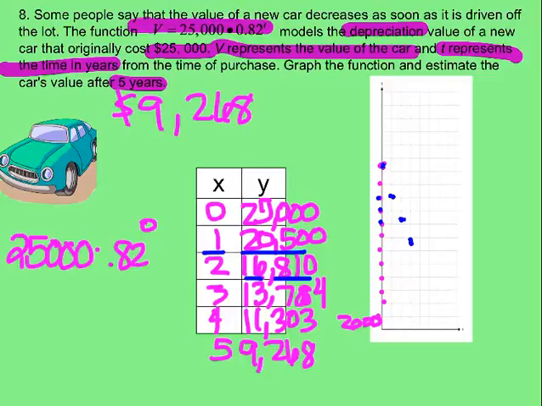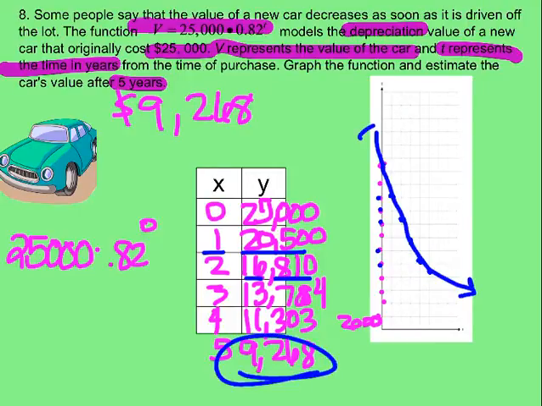So this is 12,000. This is 10,000. So 11,000 is going to be about right there. 9,000 is going to be about right there. So this is going to be slowly sloping down. But if you think about it, after 5 years, your car is only worth $9,268. That's less than half of what you bought it for. And this is actually a pretty realistic picture of what depreciation looks like.